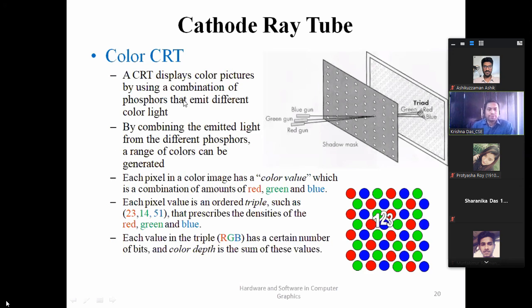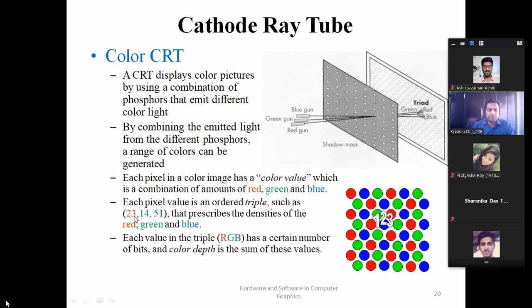Okay, so color pictures are produced by using a combination of phosphors that emit different color light, and by combining the emitted light, red, green, and blue, from different phosphors, a range of colors can be generated. The combination can have intensity values; if you want to see only green, then red and blue are off. There is nothing there, only green. If we have only blue, red and green are not there, then we only have blue. Maybe we can have yellow or other secondary colors, then it will be a combination of their values. So this is actually a triple value.